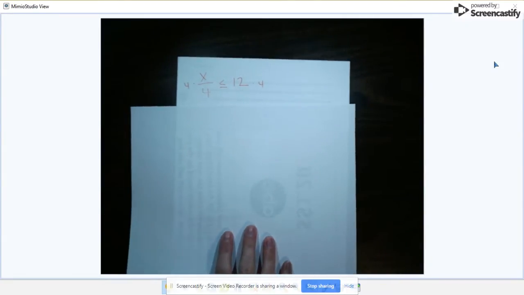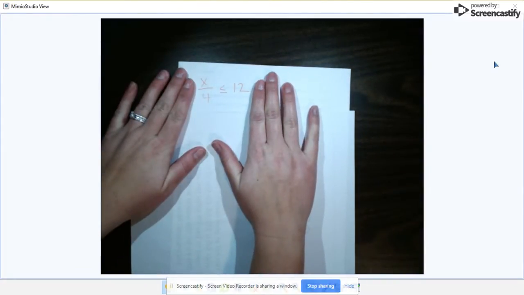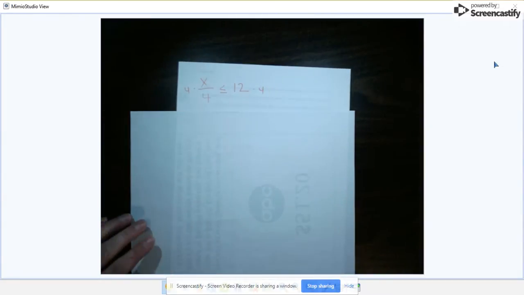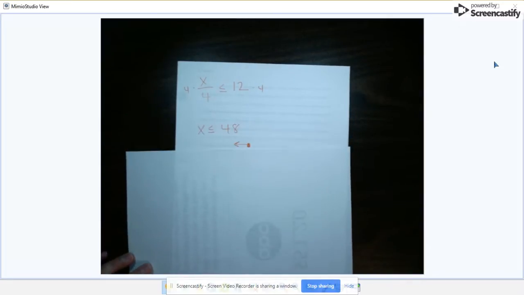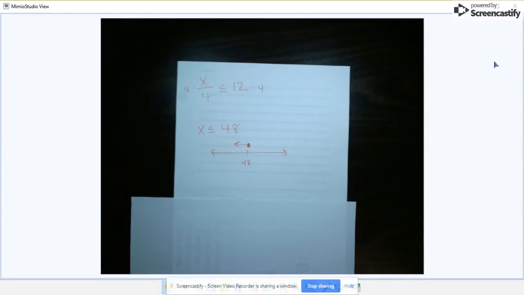Here our inequality starts as x divided by 4 is less than or equal to 12. So to undo that divide by, we need to multiply by 4 on both sides, which gives us x is less than or equal to 12 times 4, which is 48. Okay, graph is a closed circle with an arrow to the left.